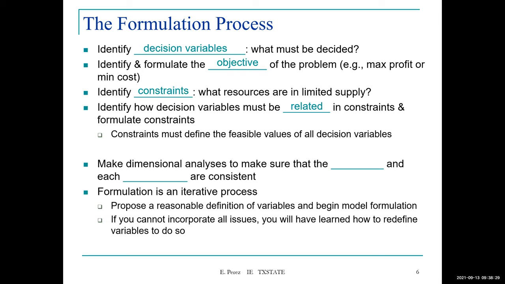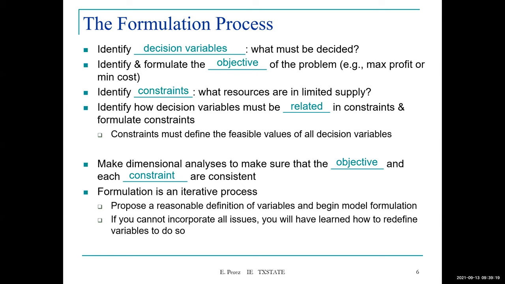Do a dimensional analysis to make sure that the objective and each constraint are consistent. Sometimes you build your model and you end up having constraints that are overlapping, in the sense that they are doing the same thing. You want to build a model that is efficient, in the sense of making it easier to solve. If you have a constraint that is overlapping, meaning that it's cutting your solution space in the same way as another constraint, you might not need that other constraint. So making a dimensional analysis to make sure that the objective and each constraint are consistent is important.